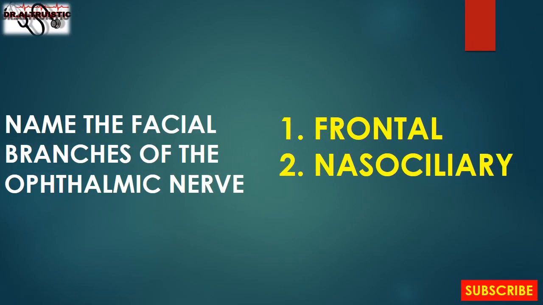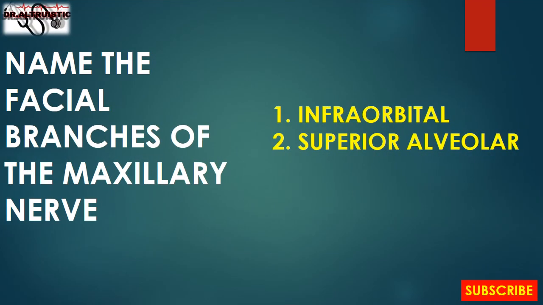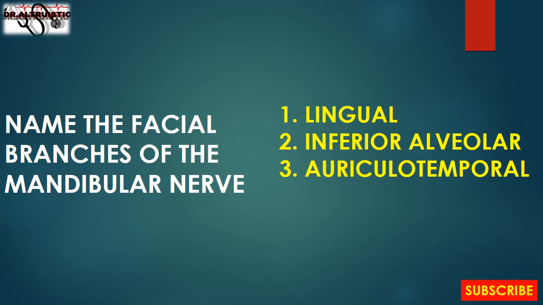Name the facial branches of the ophthalmic nerve. 1. Frontal. 2. Nasociliary. Name the facial branches of the mandibular nerve. 1. Lingual. 2. Inferior alveolar. 3. Auriculotemporal.